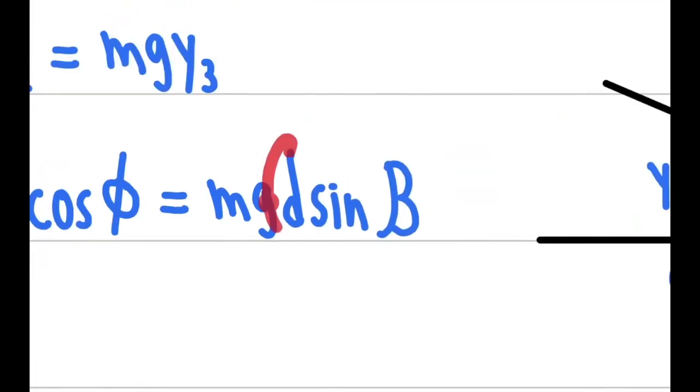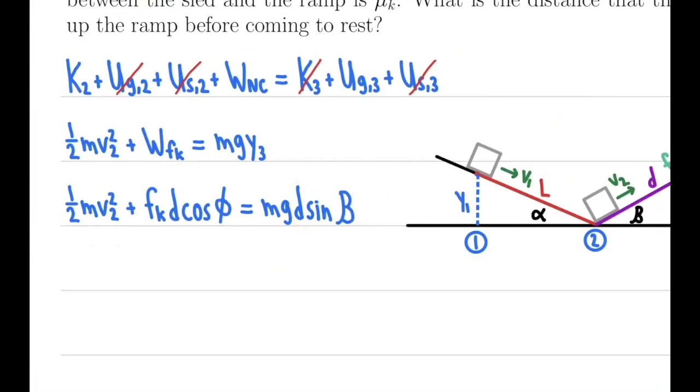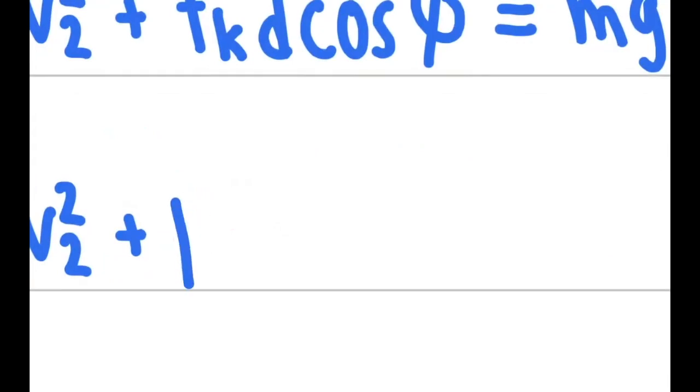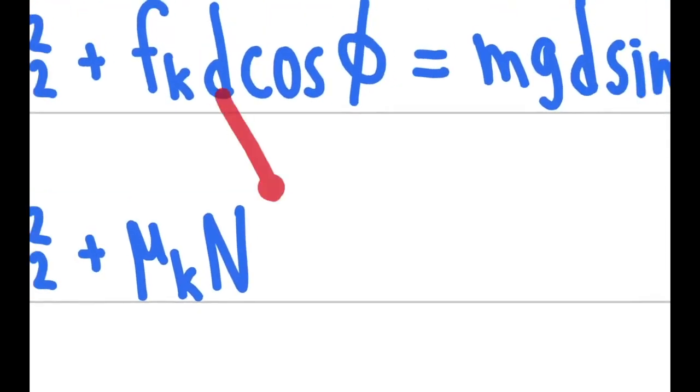And remember, we're trying to find d. We have a couple of unknowns here. We don't know m, we don't know v2, we don't know the force of kinetic friction. We can find phi pretty easily. Let's start with the force of kinetic friction. Is there a formula we have for F sub k? Yes, that would be mu k times the normal force. So Fk is mu k times n, and then we have times d.